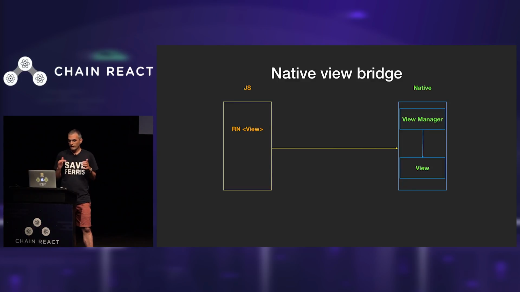So a quick note about what's going on under the hood. A regular native view bridge, as you may know, consists of a view element on the JavaScript side, which maps to some objects on the native side, mainly the view manager and the view. So every view on the React Native side maps to a view on the native side.